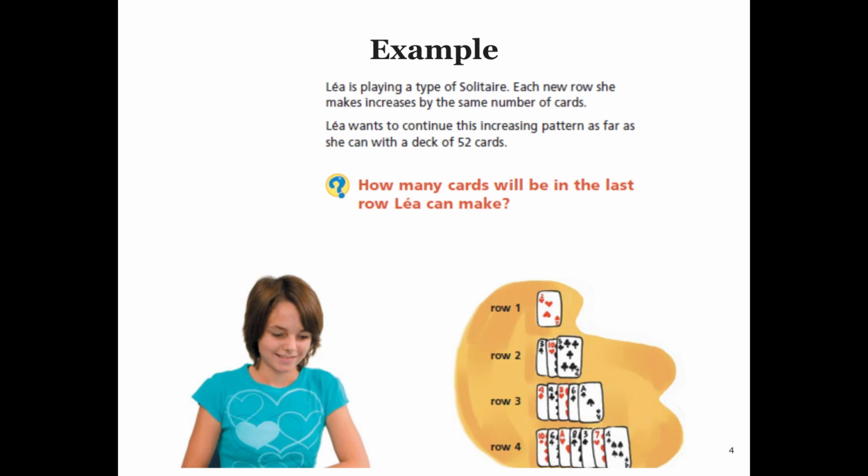So here's our example. Leah is playing a type of solitaire, and each new row she makes increases by the same number of cards. She wants to continue this increasing pattern as far as she can with a deck of 52 cards. Question is, how many cards will be in the last row Leah can make? So if you actually have a deck of cards, please do this right now. Shuffle them up. Start with 1 card in the first row, then 3 cards in the second row, then 5 cards in the next row, and add 2 more every time. Okay, and you can see how many cards will be in the last row that Leah can make.